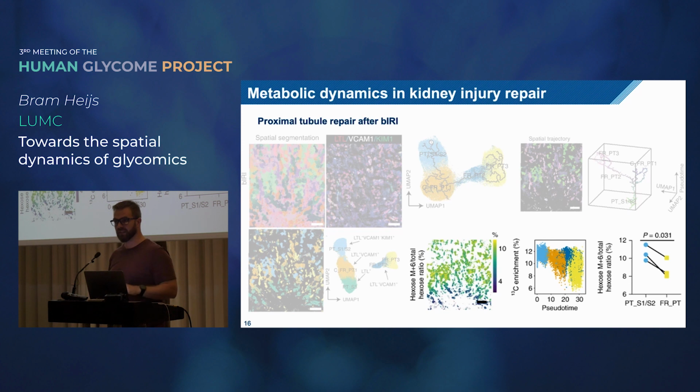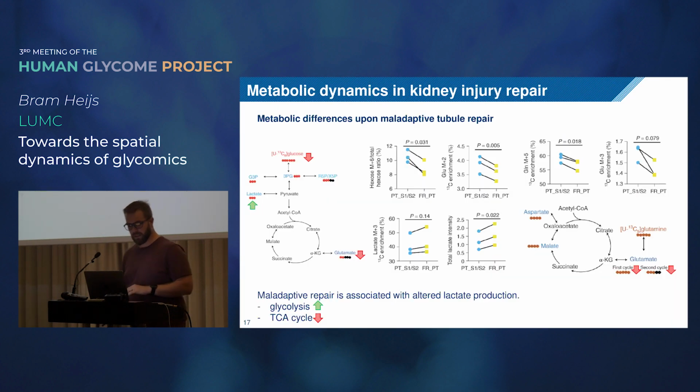So you have a little bit of an idea where data comes from. If we then look at the maladaptive repair, so we compare the blue cluster, which is the healthy proximal tubule, with the yellow cluster, end stage, we see that indeed the glucose decreases, also glutamine or glutamate decreases over time. And it seems that lactate seems to be increasing.